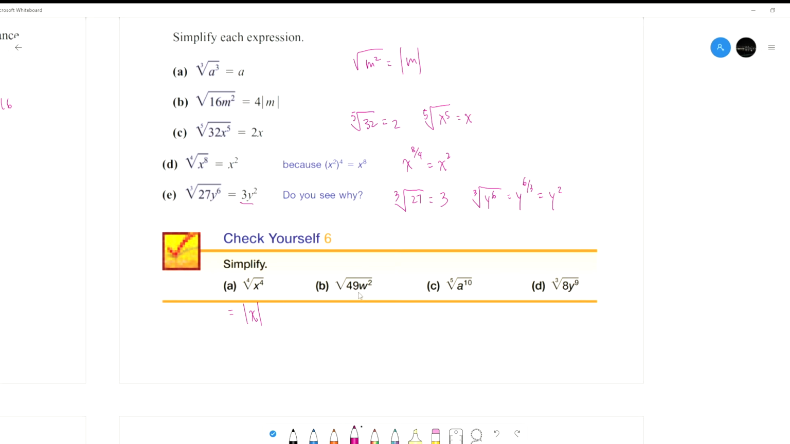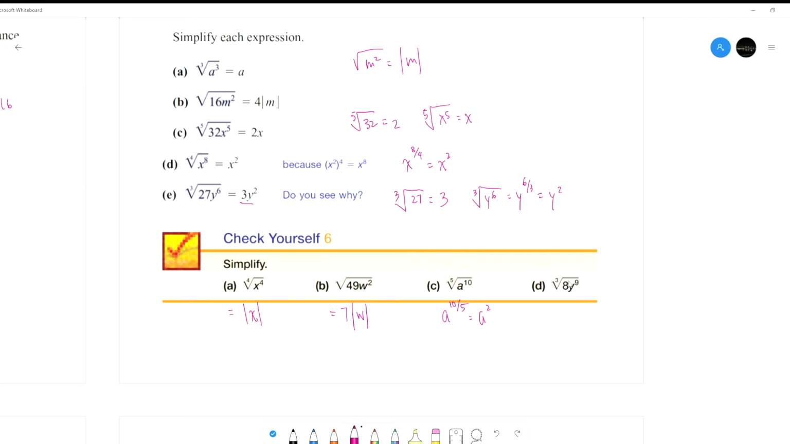And then for part B, we have the square root of 49 is 7, and the square root of w squared is the absolute value of w. Now we have part C, the fifth root of a to the 10th. So remember, you can write this as a to the 10 over 5, which is a squared, and the square eliminates the need for the absolute value symbol.